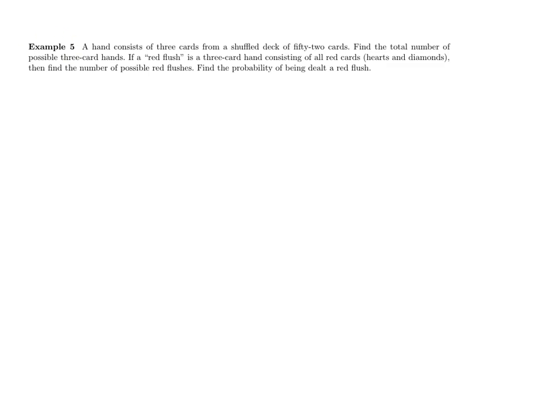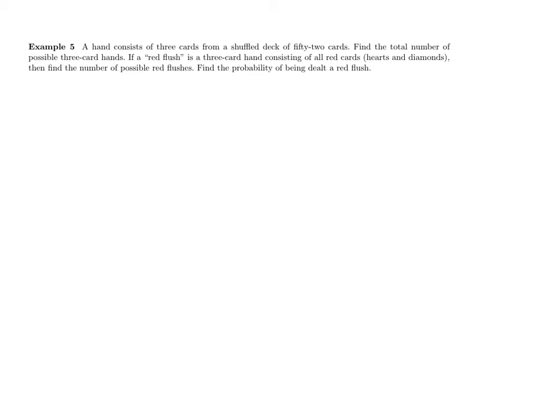In example 5, we're told that a hand of some card game consists of 3 cards from a shuffled deck of 52 cards. First, I want to find the total number of possible 3-card hands. So here we're counting. Now, this could either be a combination where order does not matter, or it could be a permutation where the order that they're dealt does matter.